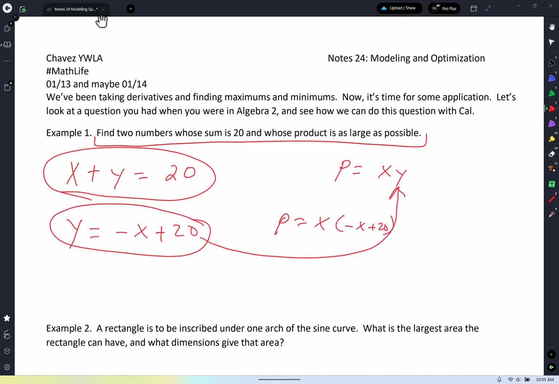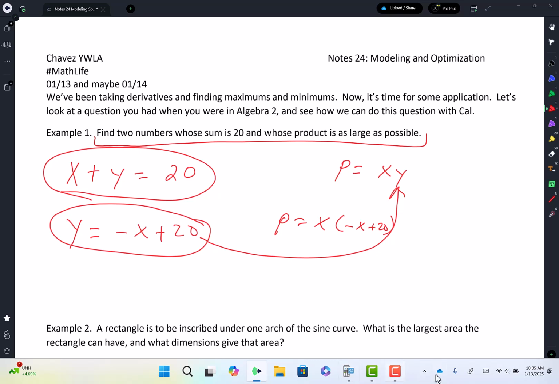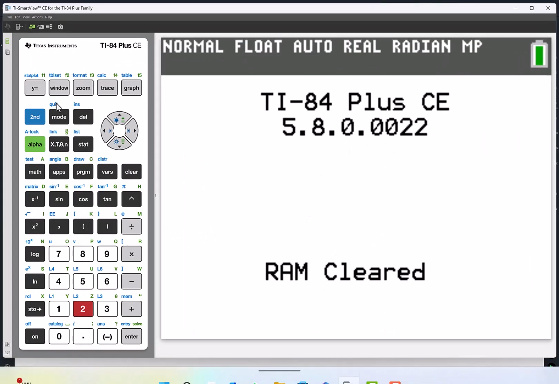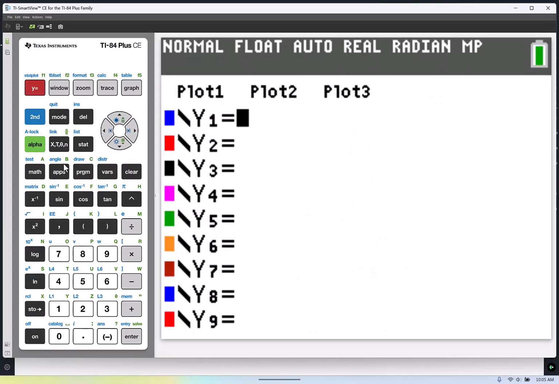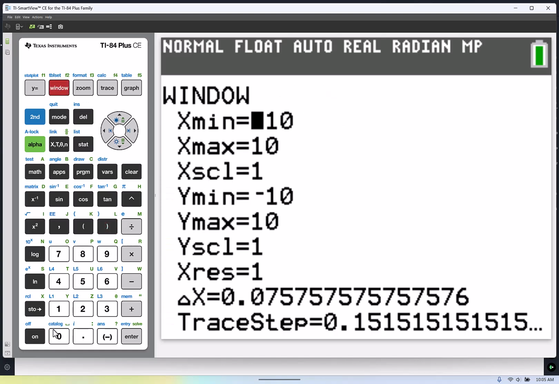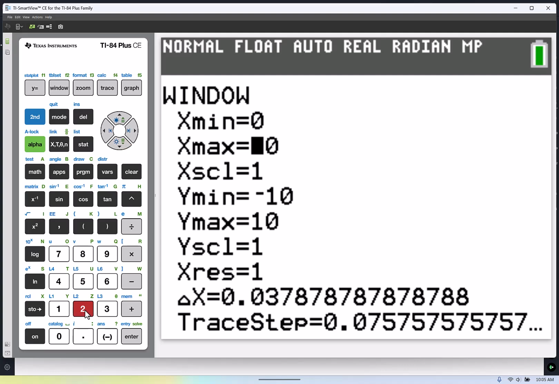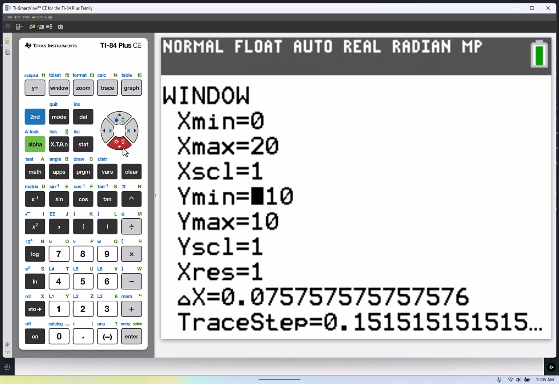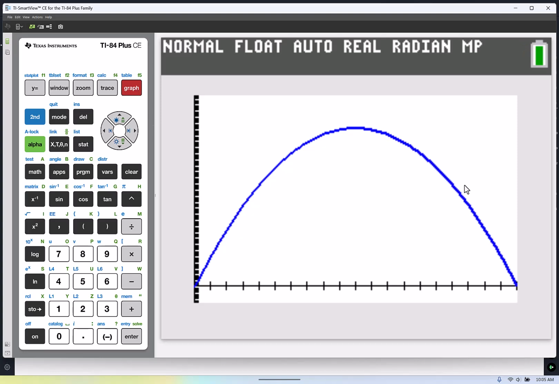And I agree with you to a certain extent that you don't necessarily need calculus for that question. You can just type it in here. You can just go x times negative x plus 20. And this is my product. And if I want the largest product possible, I just look at a graph from 0 to 20 because those are my two extremes there. And there's no such thing as negative area, but I want to see the x-axis, so that to 120. And then I push graph. And then there it is.